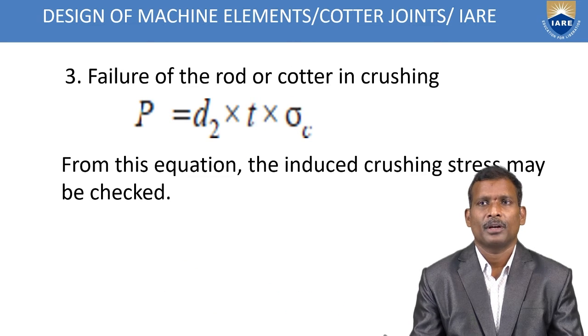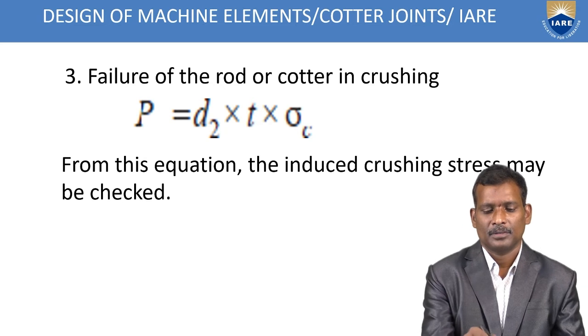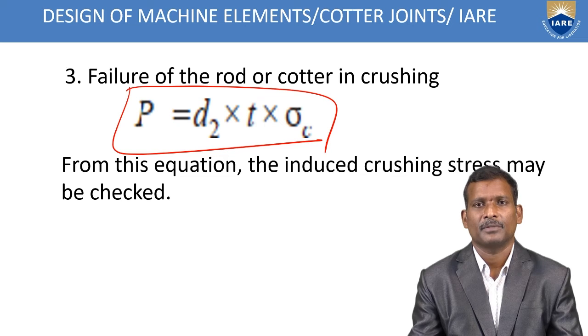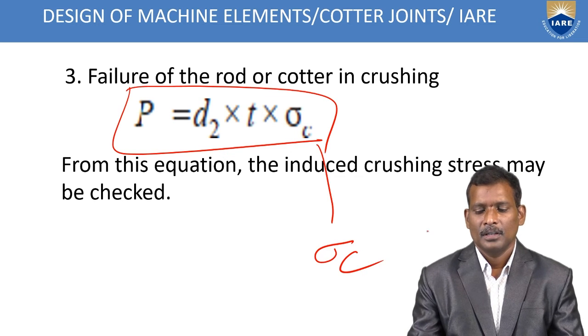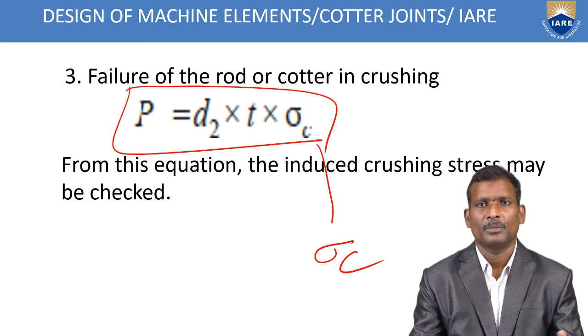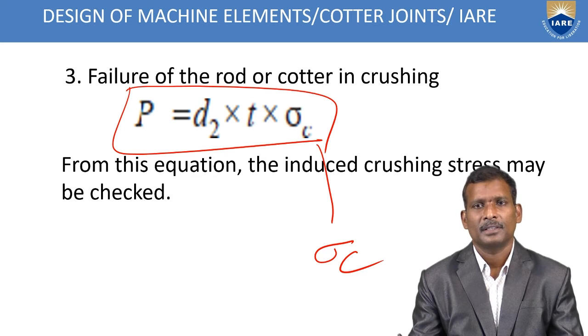The third one is failure of the rod or Cotter in crushing. Use the relation P is equal to D2 into T into sigma C. From this, calculate the sigma C value, the induced crushing stress. Check this value against the given permissible crushing stress. This value should always be less than the given permissible value; only then is your design safe. Otherwise, go back to the first or second step and modify your dimensions until this condition is satisfied.